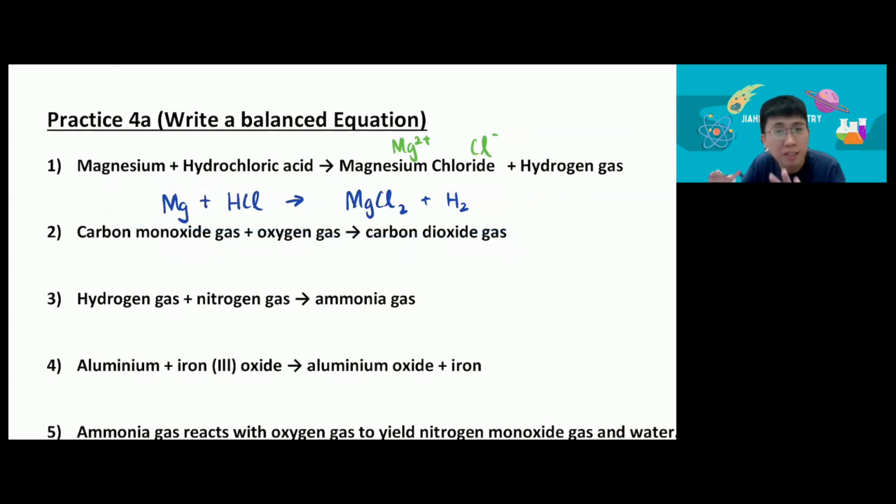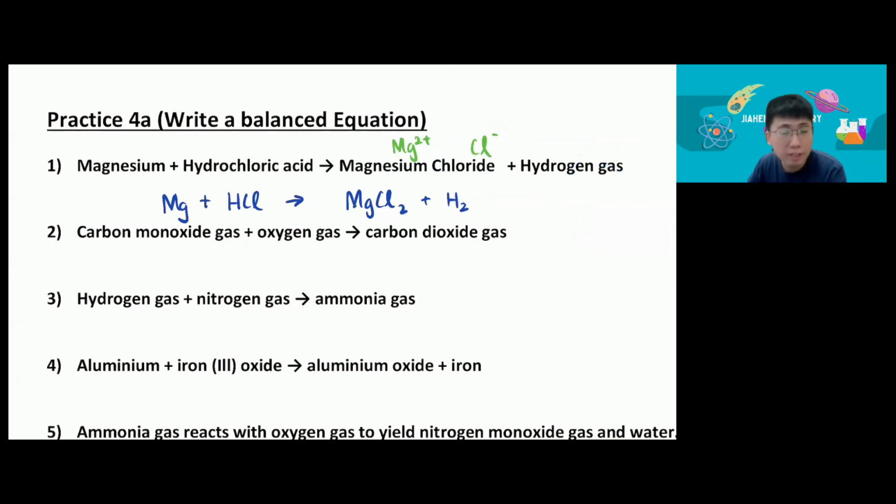Not even halfway, I would say this is like 80% of the marks already. If you can successfully write this out by yourself, very good. But if you can't, it's time to practice your charges and remember that your gas has to have this 2. Because if you never write out this 2, this H, you're going to be wrong. So all these 2s you must have in your mind. Where do they come from? It comes from the charge, and if it's a gas, it comes from being diatomic, which is 2. So for Mg plus HCl, I get MgCl2 plus H2.